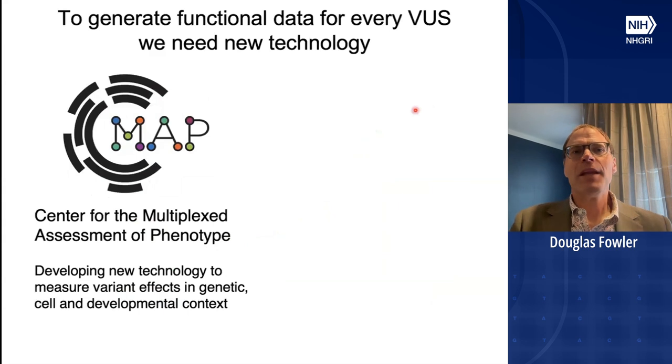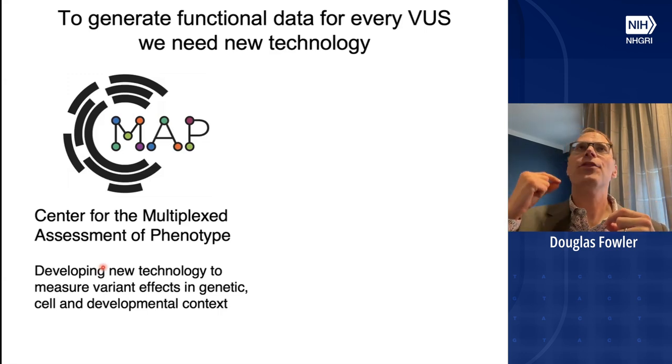So what's next? I'll tell you a little bit about the research program that I lead at the University of Washington, along with many other folks who I will mention at the end. One of those programs is the Center for the Multiplex Assessment of Phenotype, which is an NHGRI Center of Excellence in Genome Sciences. And the goal of this center is to develop new technology to measure variant effects, particularly in the genetic, cell, and developmental context that is needed to capture their effect.